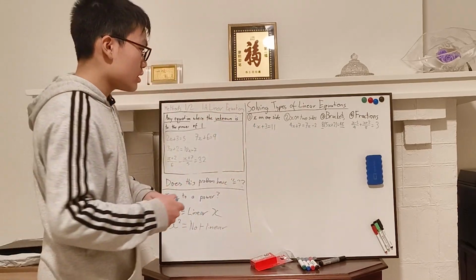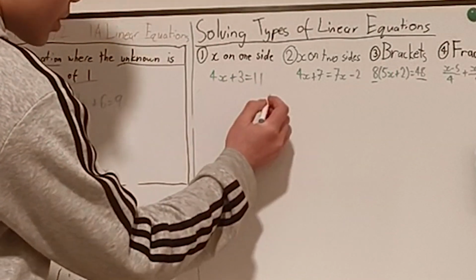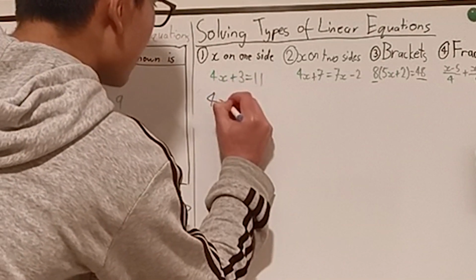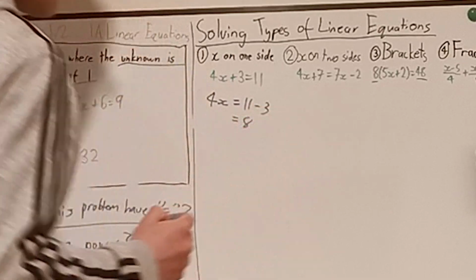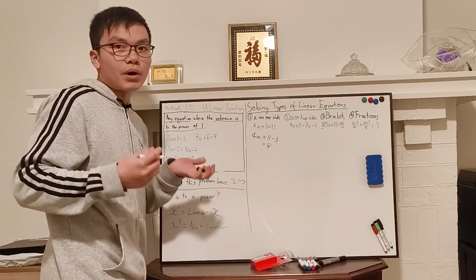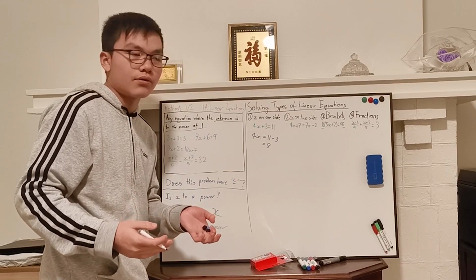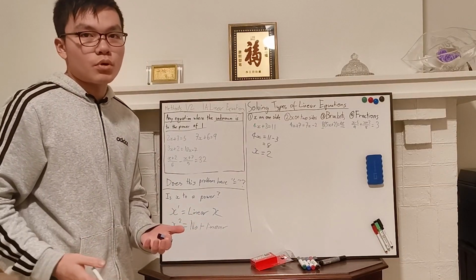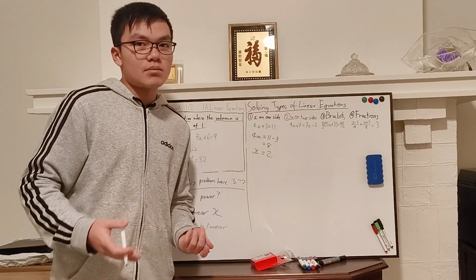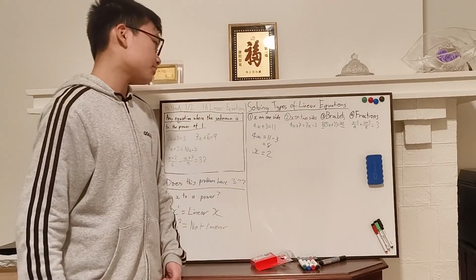So what we're going to do is just simply rearrange the 3 over to the other side. So 4x equals 11 minus 3, which is equal to 8. And then we can simply just divide both sides by 4 to get us the answer of x equals 2. Pretty simple. You should know this from Year 10, maybe even Year 9 or Year 8.